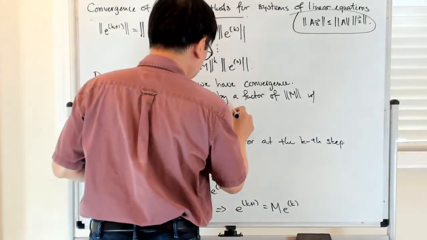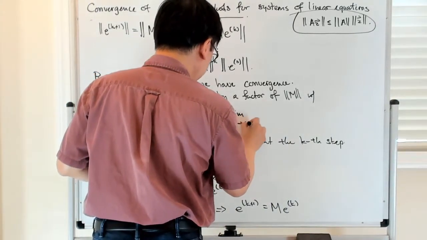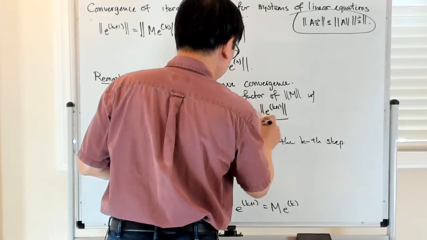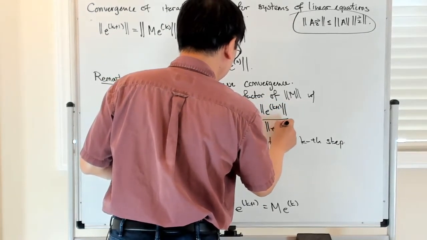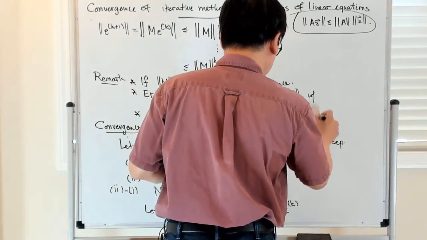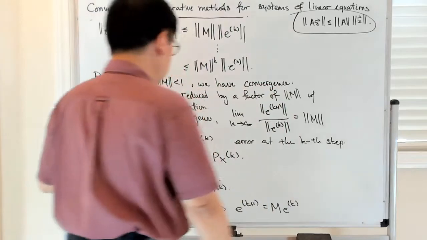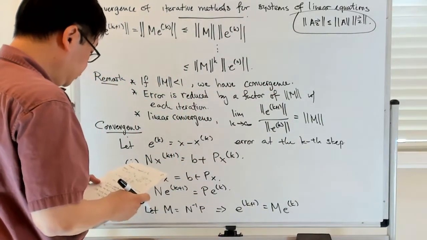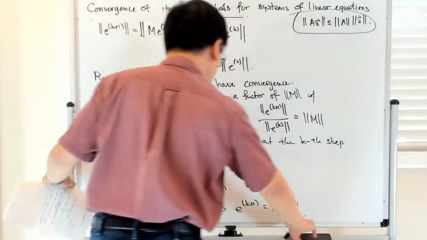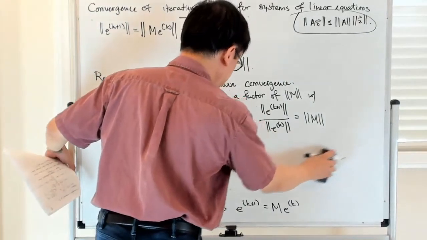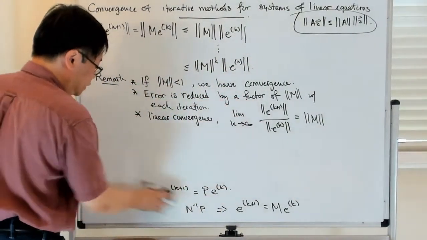As the limit as k goes to infinity of the error at the (k+1)th stage divided by the error at the kth stage is just this norm of M, which we are assuming is less than 1. And the convergence is independent of the initial guess.